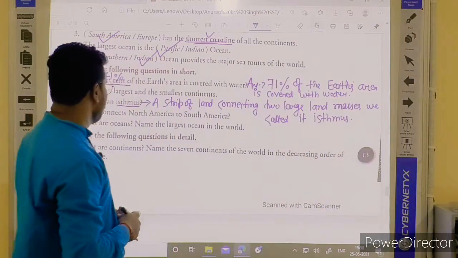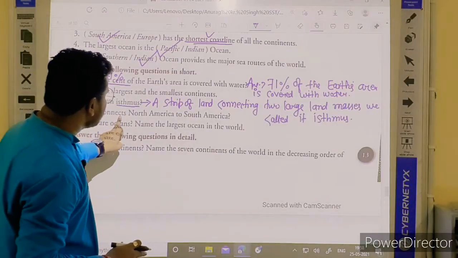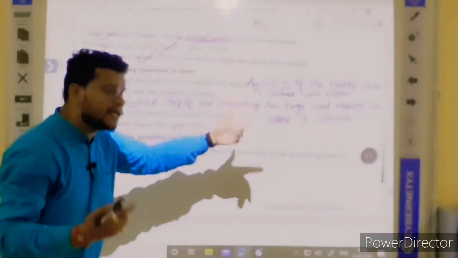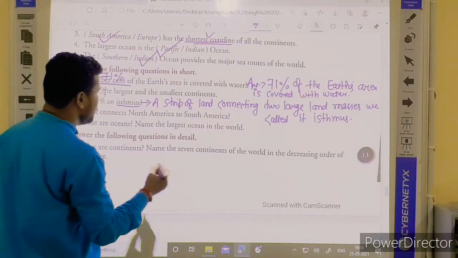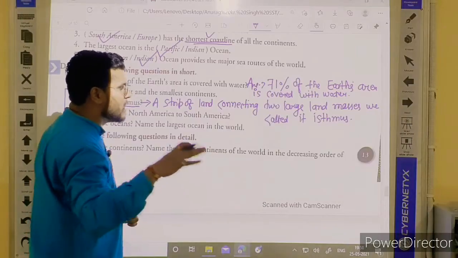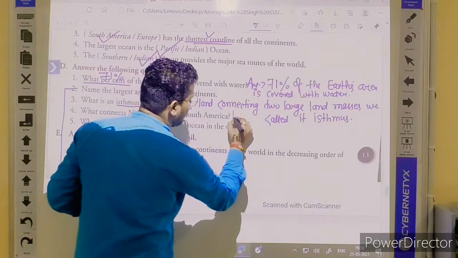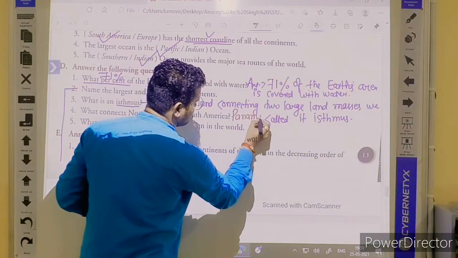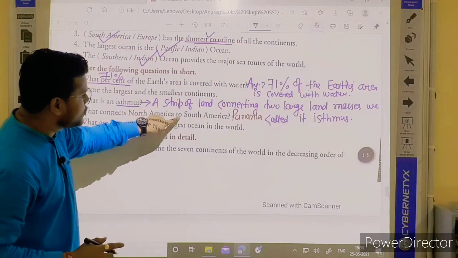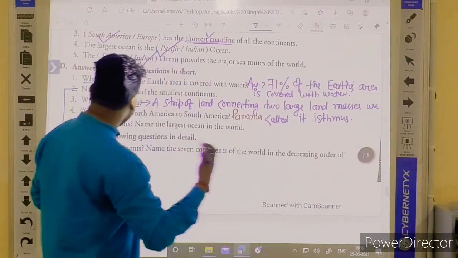Then your fourth question is, what connects North America to South America? Definitely an isthmus, but name that isthmus. Your answer should be Panama. What is the name of the isthmus? Panama. How will you write? You will write Panama connects North America to South America. Is it clear? Now come to the next question.